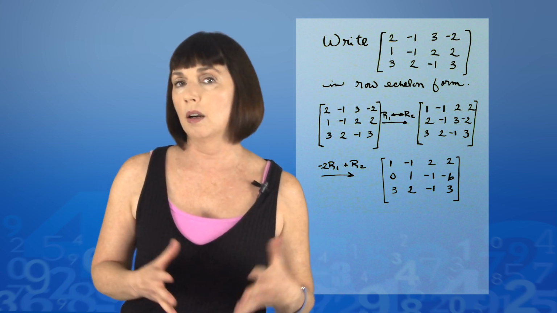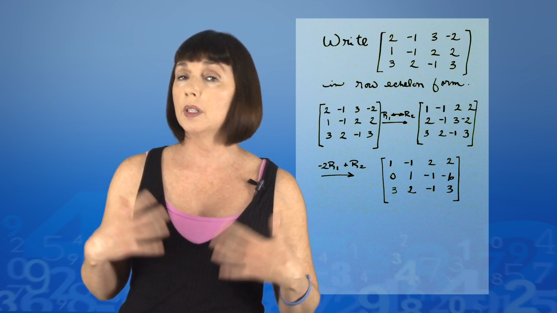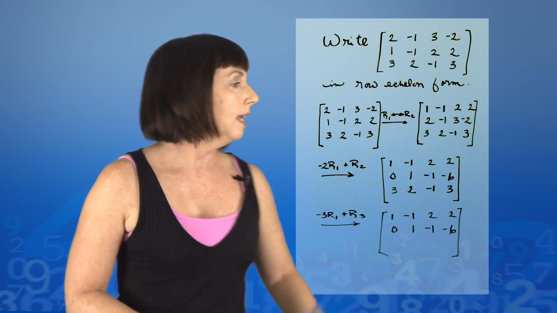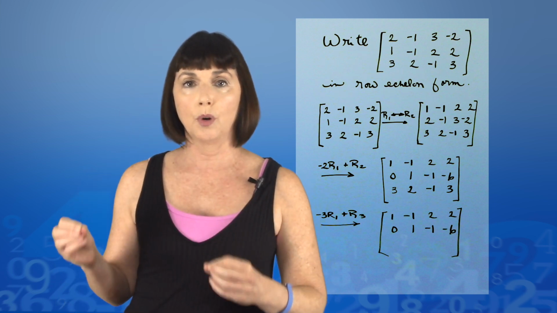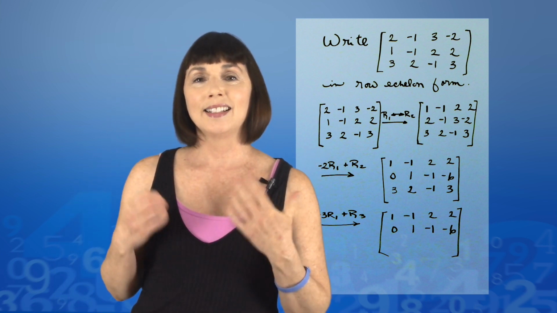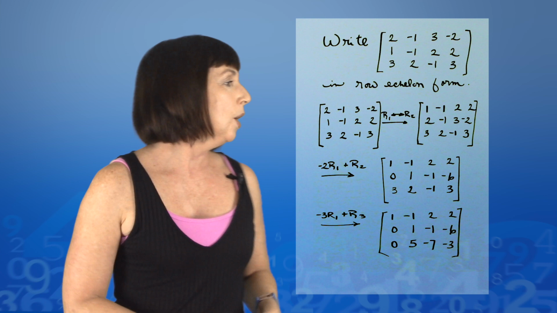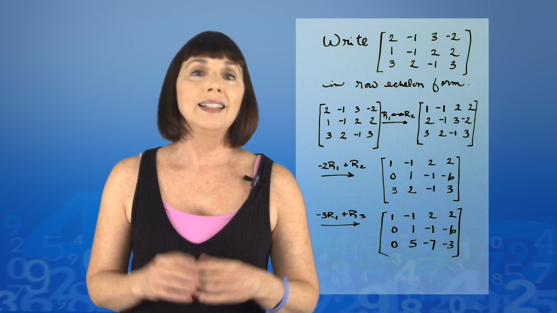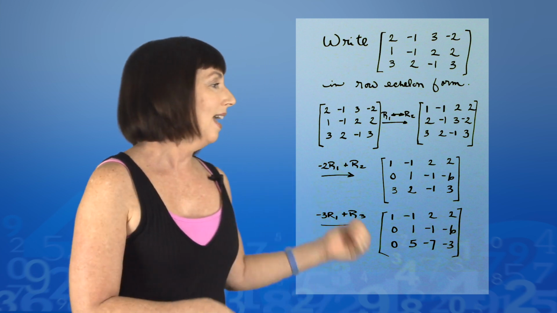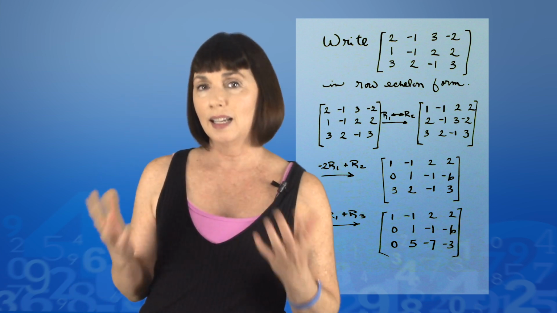All right, now looking at our matrix, the first non-zero element in row 2 is a 1. And we're happy with that, so let's look at row 3. And let's take -3 times row 1 plus row 3. Same thing as we did before. -3 times 1 is -3 plus 3 is 0. -3 times -1 is 3 plus 2 is 5. -3 times 2 is -6 plus -1 is -7. And -3 times 2 is -6 plus 3 is -3.